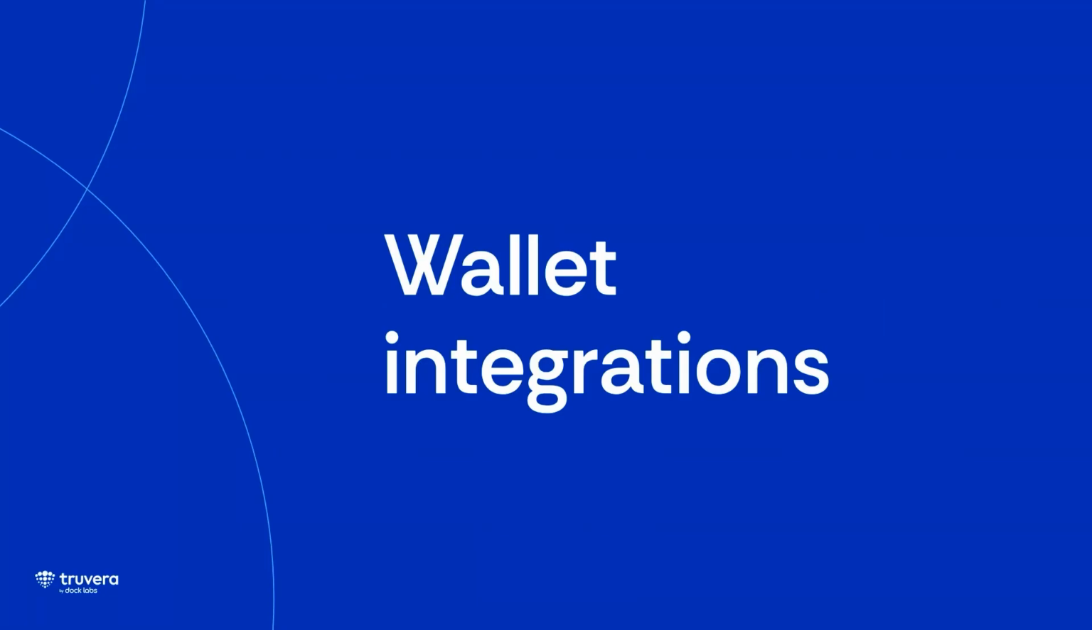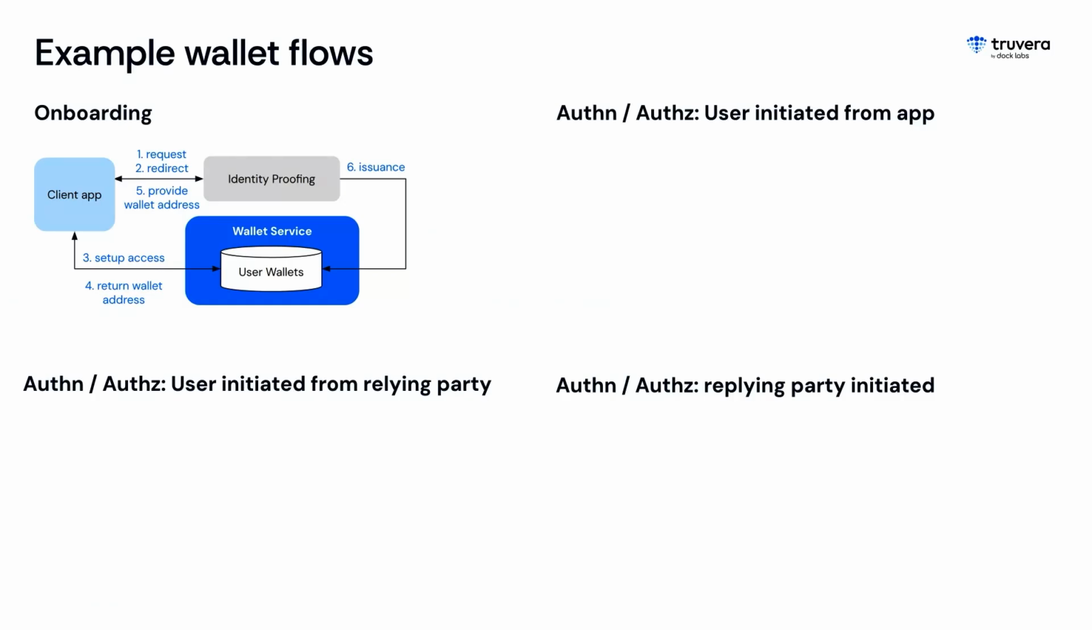Now, let's really dive into how that wallet integration would work, because I think that's key to understanding the whole system. So we're going to look at 4 example wallet flows. Now, there's a lot of flexibility here. You can mix and match, and there's variations on each one of these, but I think there's 4 key flows that our team's identified that people regularly want to do, that we want to make sure you can support from our wallet SDK. The first is onboarding.